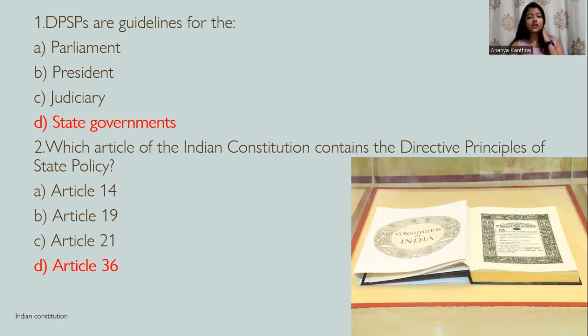Which article of the Indian Constitution contains the directive principles of the state policy? Options are as follows. Option A is Article 14. Option B is Article 19. Option C is Article 21. And option D is Article 36. So the right answer for this question is Article 36.